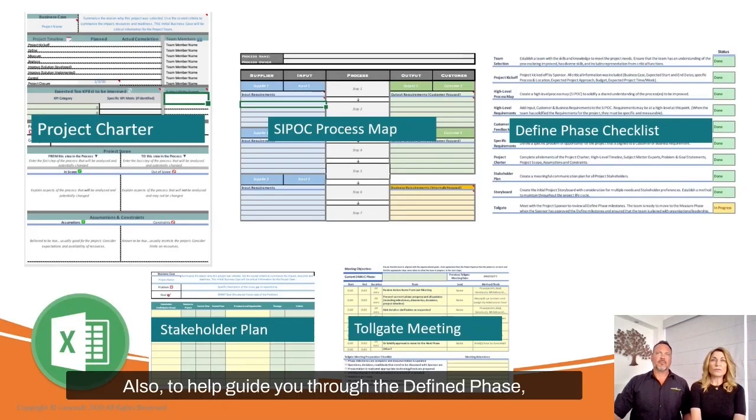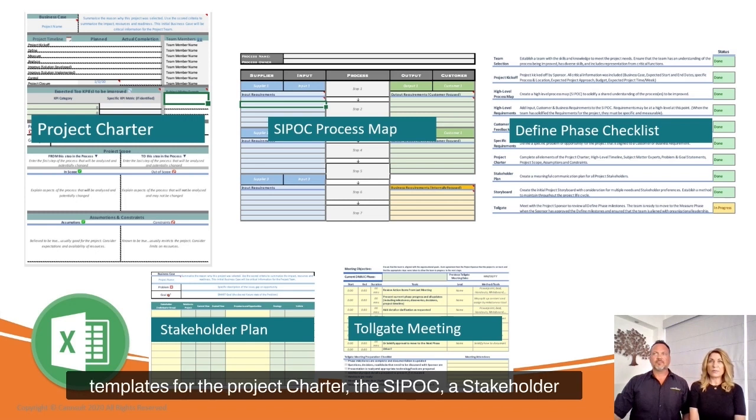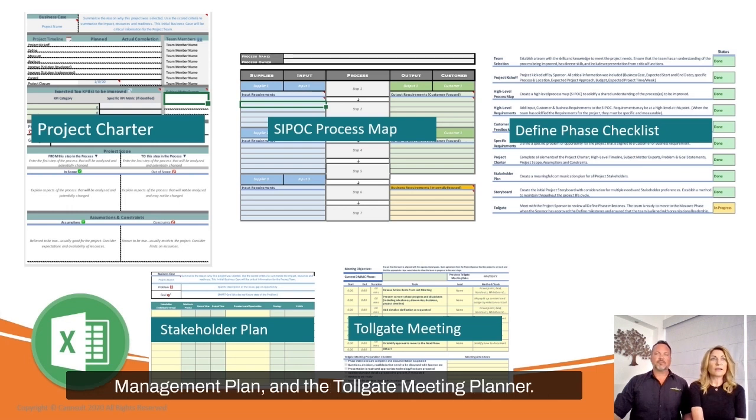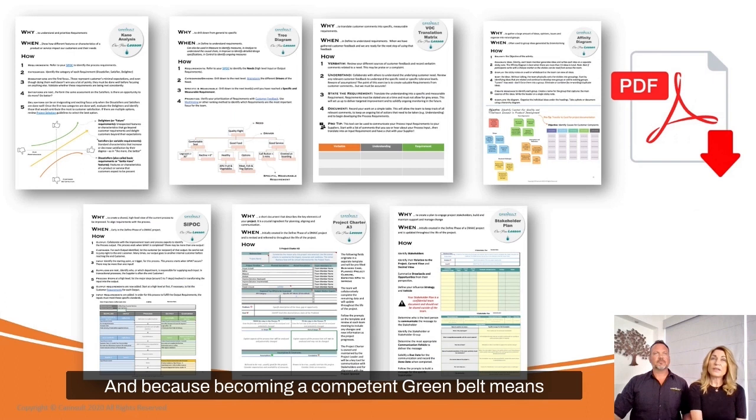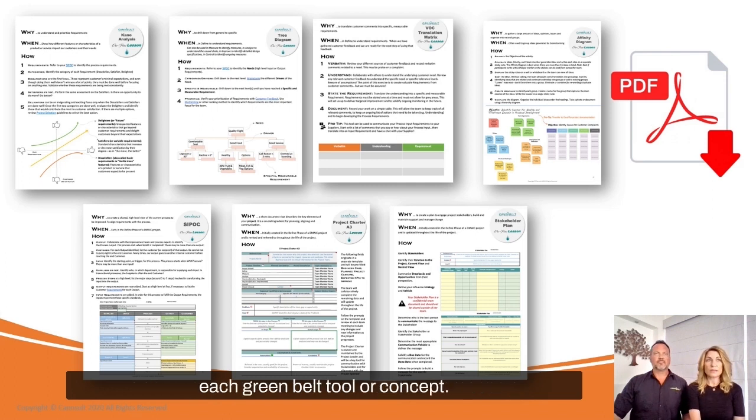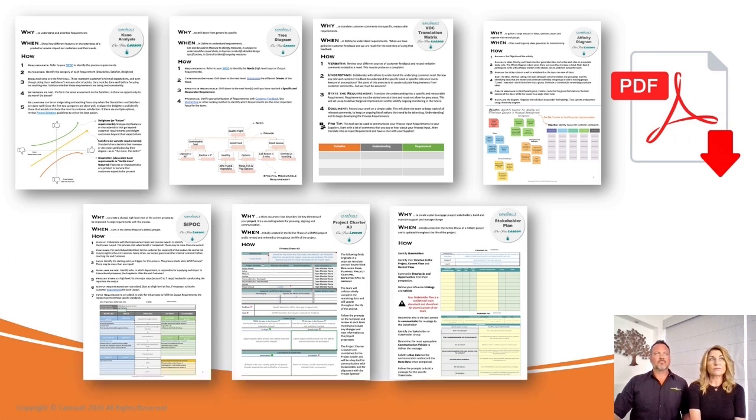Also, to help guide you through the define phase, you've learned about and have access to great Excel templates for the project charter, a SIPOC, a stakeholder management plan, and the Tollgate meeting planner. And because becoming a competent Greenbelt means that you've learned a lot of methods and tools, we've provided easy one-page summaries of each Greenbelt tool or concept. Don't worry about memorizing. The important thing is that you remember that tools exist and that you know where to go for a refresher when you need one.